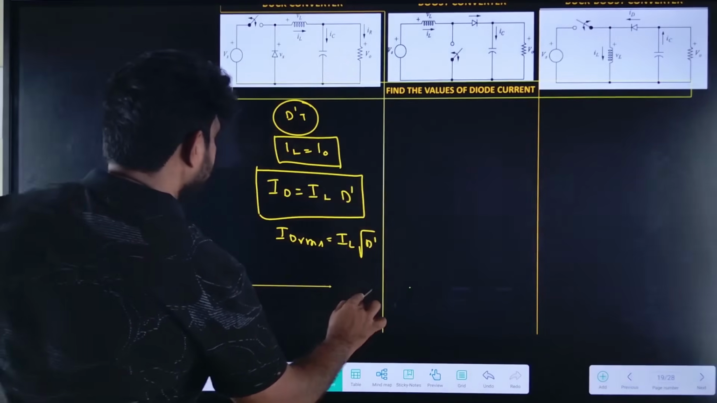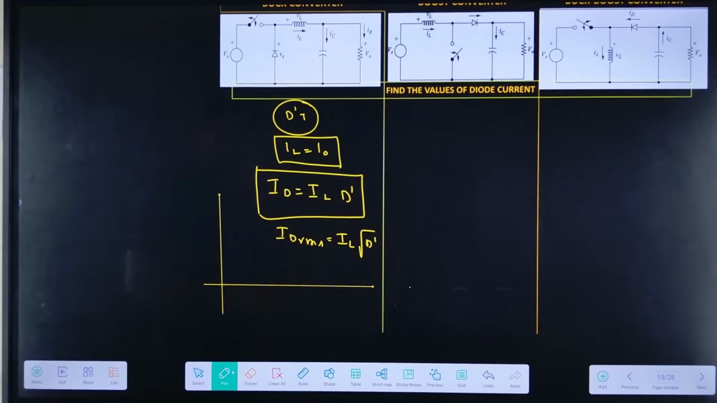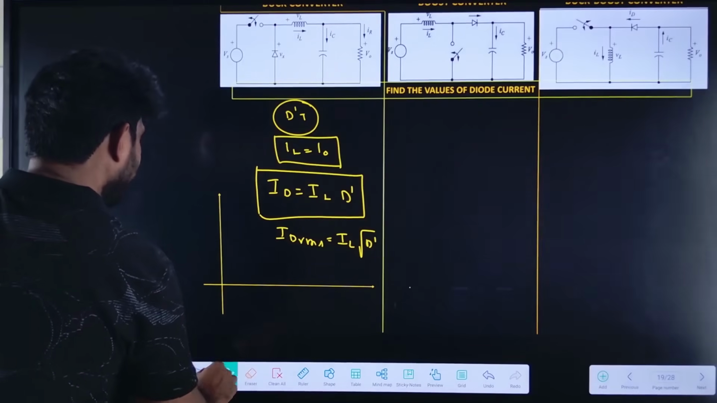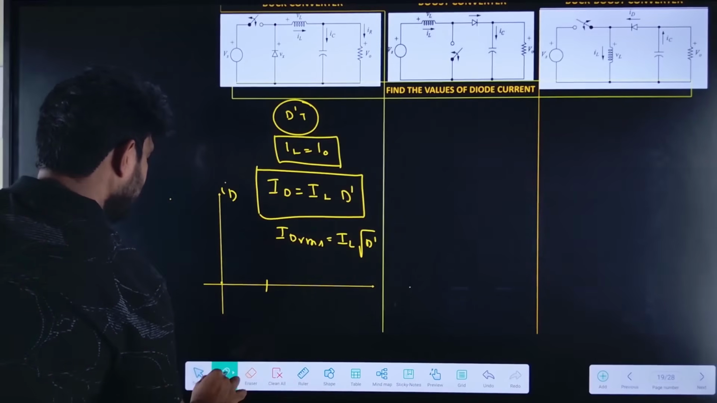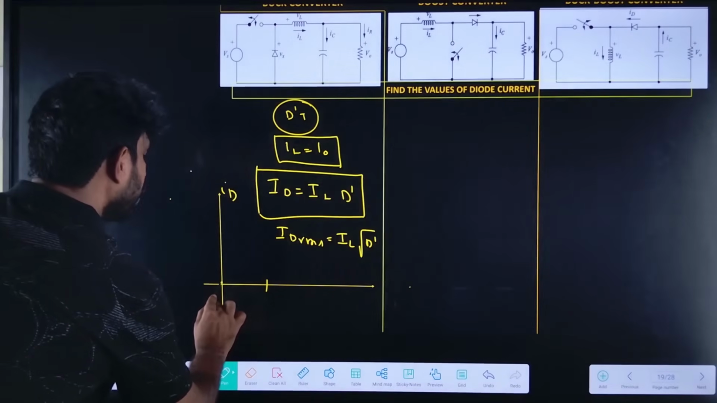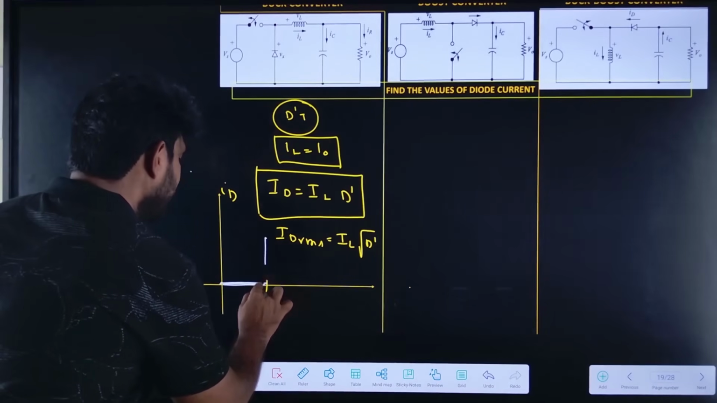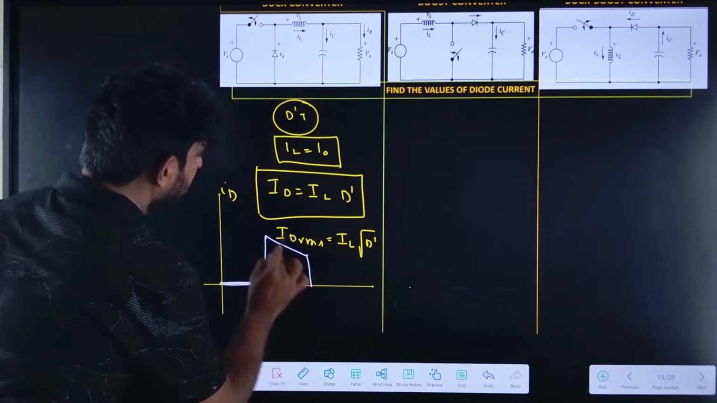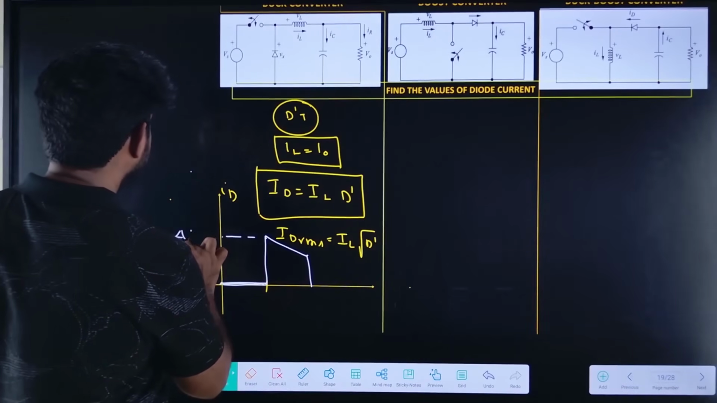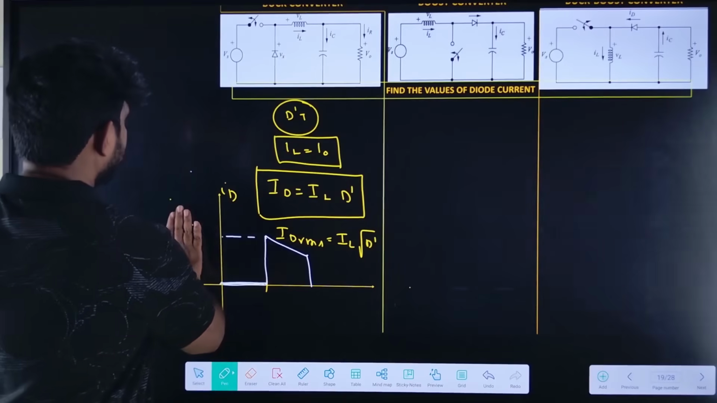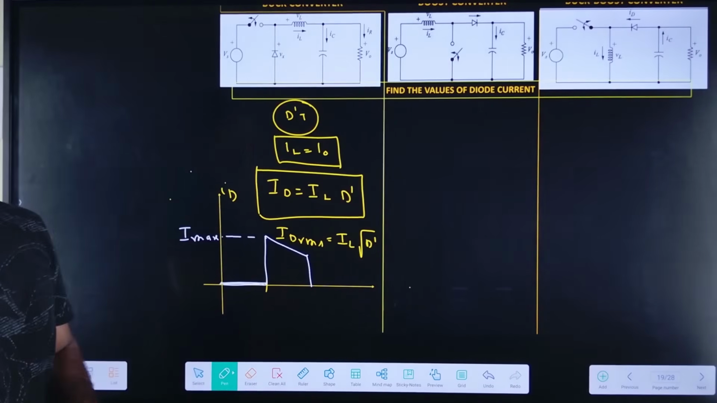So the diode current waveform, from 0 to DT, the value of diode current is 0 because the switch is in on condition, and the diode is in off condition. During the remaining time, the diode will conduct the inductor current, which is having the I max. So I max is the maximum current flowing through the diode.